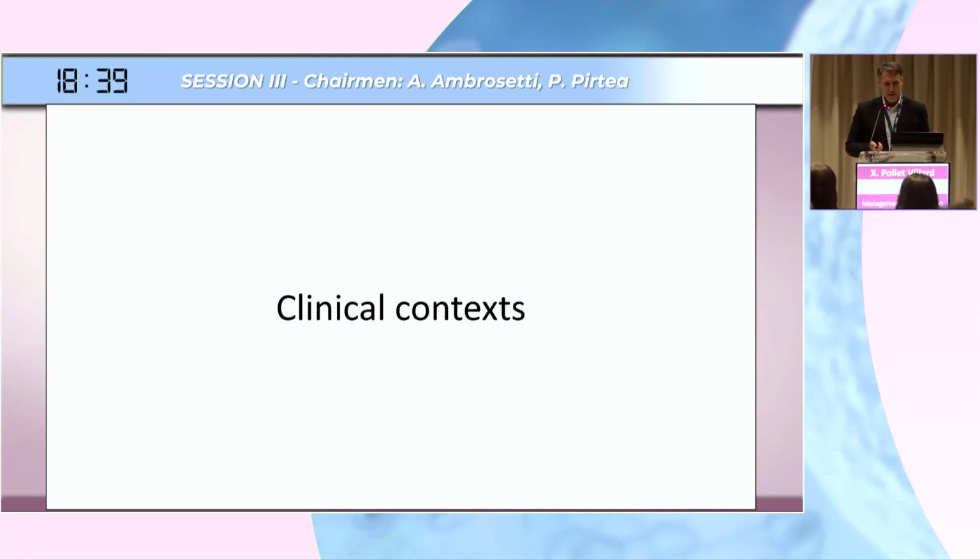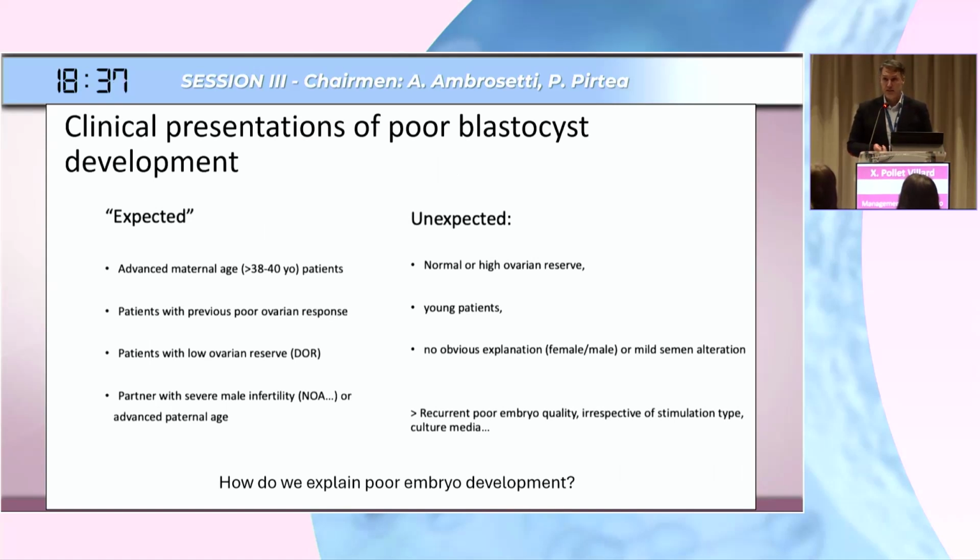Clinical context. I think there are two main clinical contexts, two clinical presentations of poor blastocyst development. There is the expected one, which is couples with a patient with advanced maternal age, over 38 years old, a patient with a previous poor ovarian response, a patient with low ovarian reserve, and also a partner with severe male infertility, such as non-obstructive azoospermia, and also advanced paternal age.